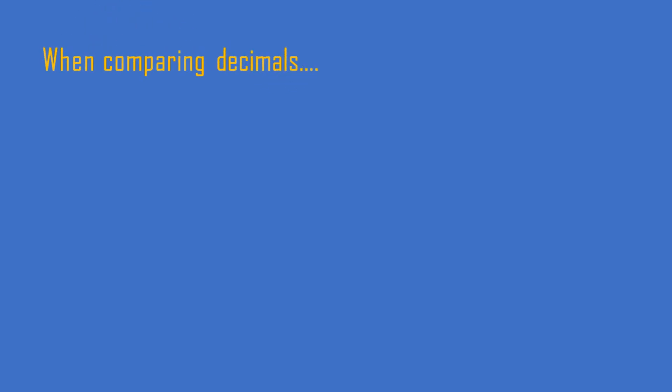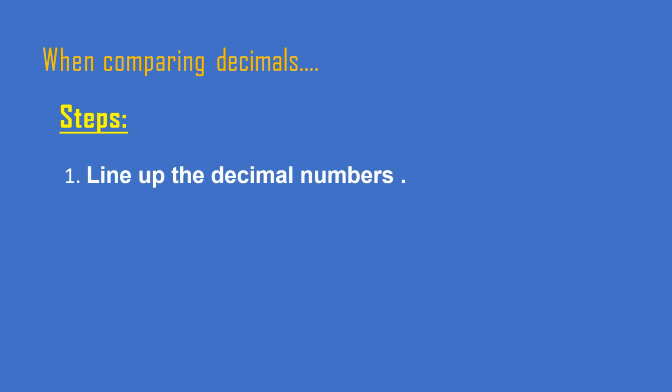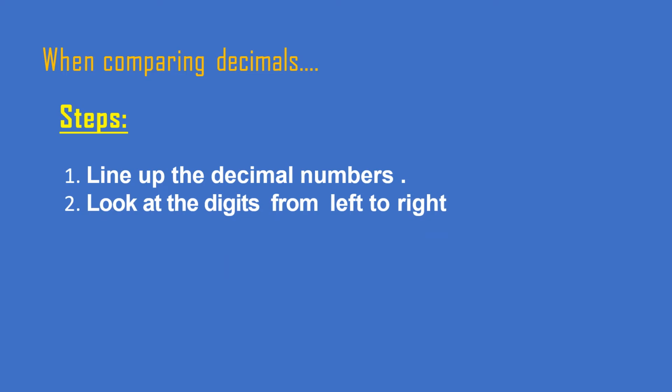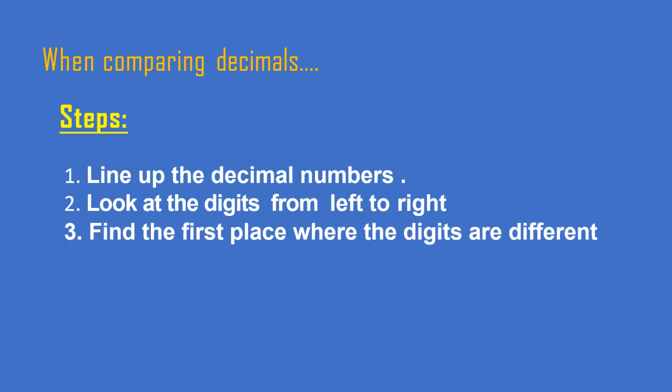If I want to compare decimal numbers, it is exactly like comparing whole numbers. I line up the numbers, then compare the place values, or the digits, with each other. Where the digits are different, I can know which number is greater. With comparing decimals, there are some steps. Just follow them. The first step: line up the decimal numbers on top of each other. Then look at the digits from left to right. Then find the first place where the digits are different, because that place tells me which number is greater. Then compare these numbers.